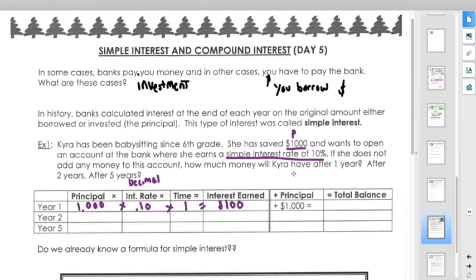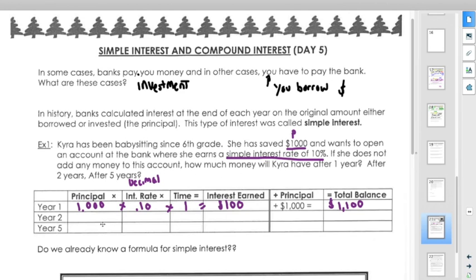But let's not forget, she started with 1,000 and she's earning 10%. So after year one, she's earned an additional $100. But we can't forget about the $1,000 she already has in her account. So we need to add that back. So her total new balance is $1,100.